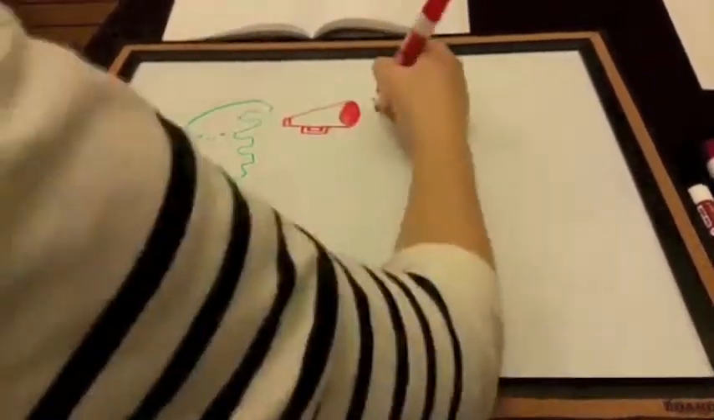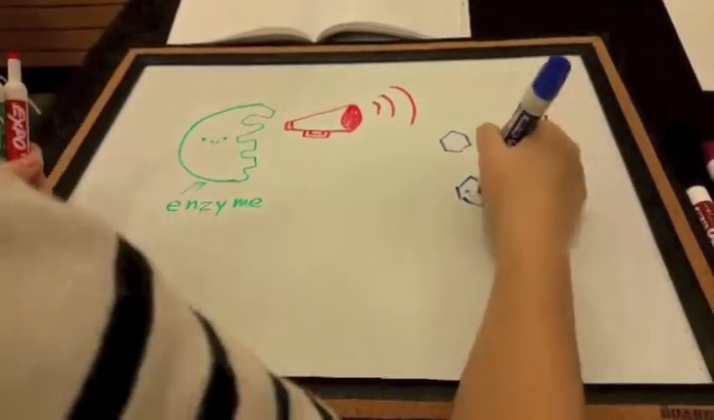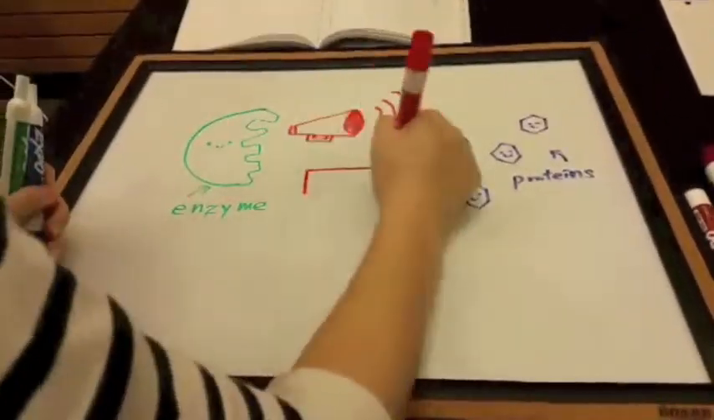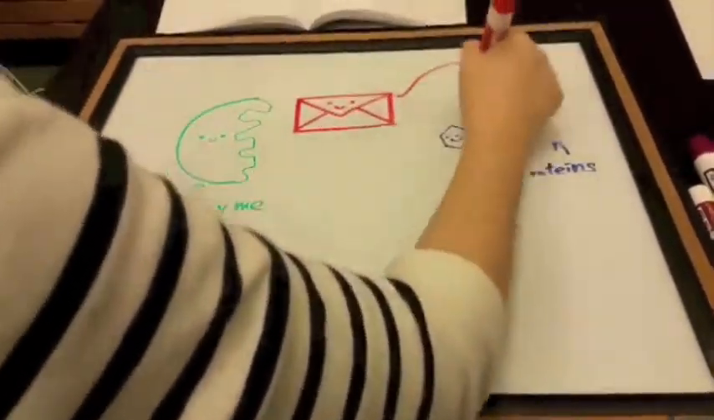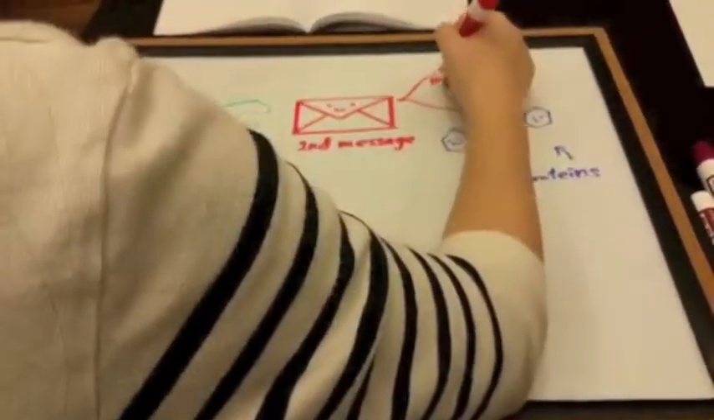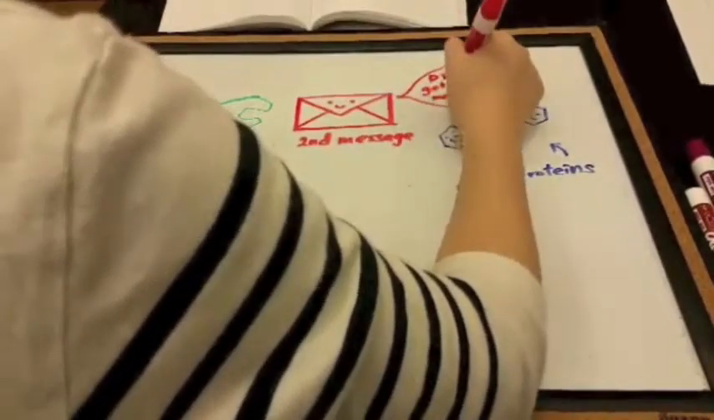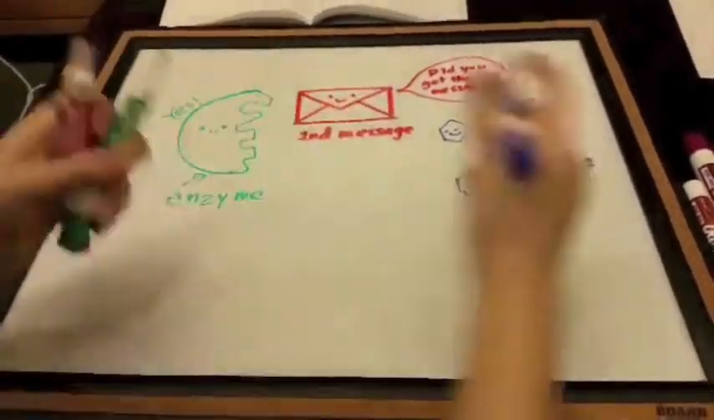Transduction uses an enzyme to produce a phosphorylation cascade, which amplifies the signal like a megaphone, which activates proteins at the next level. A second messenger is a non-protein water-soluble molecule to make sure the message is received. Once activated, it can initiate a cascade.